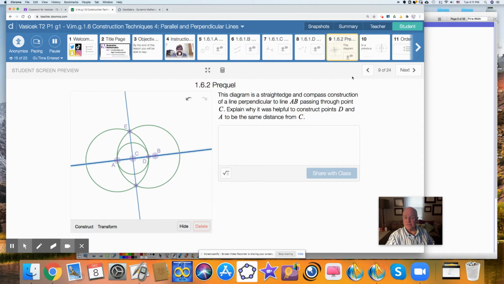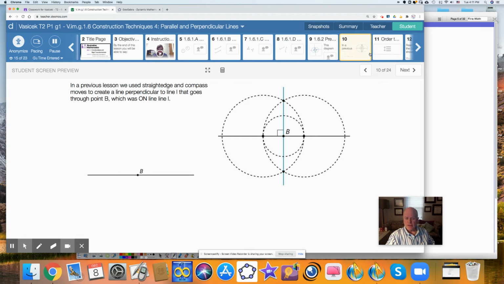Here we have it. This is what it would look like previously. Start with a circle, draw this bigger circle, this bigger circle. This is the line perpendicular to the given line through this point. That's what we started with.